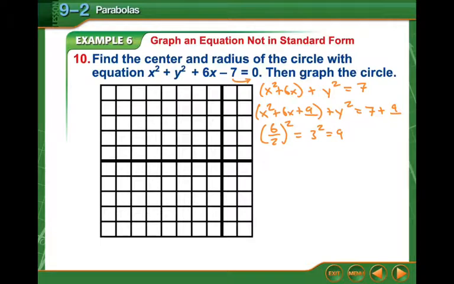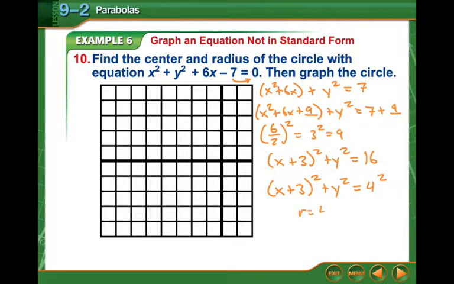So now we have a perfect square trinomial. So that is x plus 3 squared plus y squared equal to 7 plus 9 is 16. So the square root of 16 is 4. So x plus 3 squared plus y squared equal to 4 squared. So our radius is 4. The center is at negative 3, 0. So there's our center. We go up 4, to the right 4, to the left 4, and down 4. Make our circle.